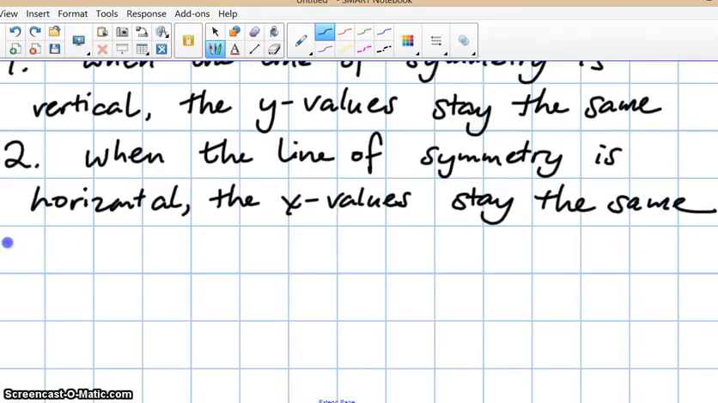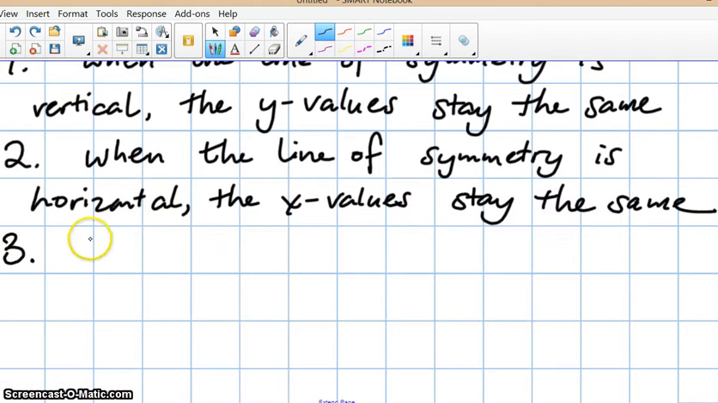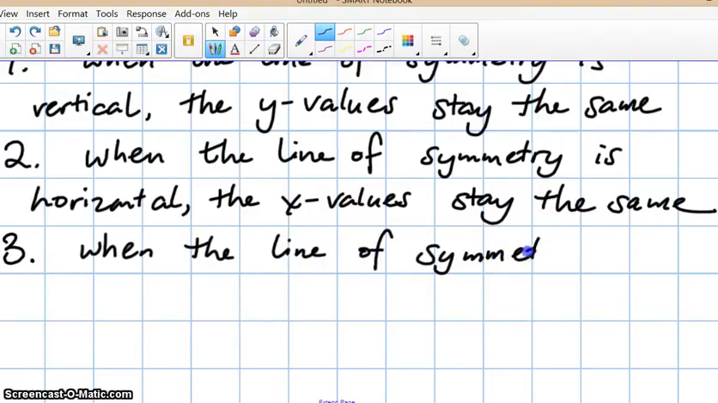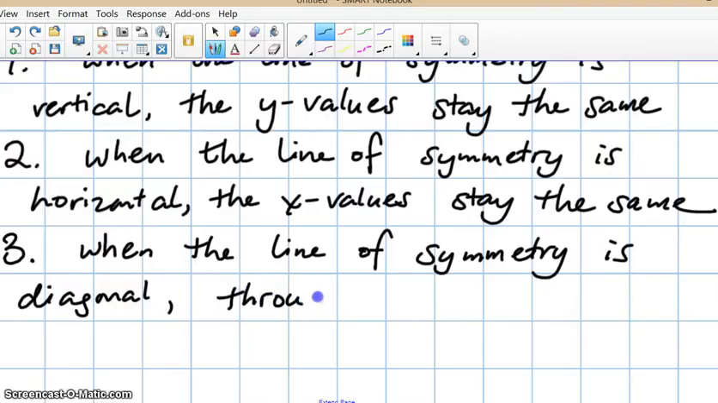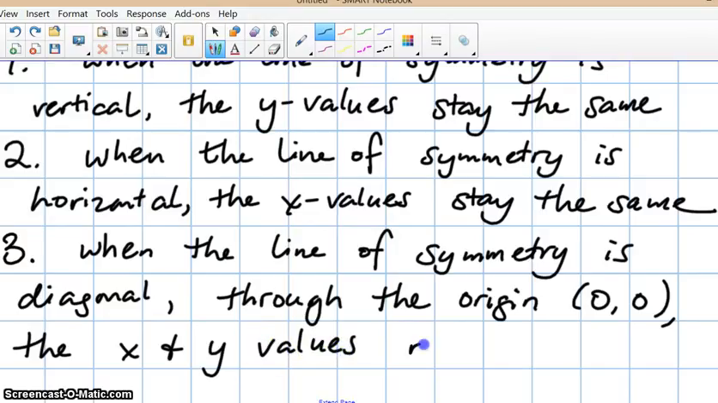Finally, in example number 3, remember we just did that, the line of symmetry was diagonal through the origin. When the line of symmetry is diagonal through the origin (0, 0), the x and y coordinates reverse, or the x and y values reverse. Okay, so make sure you've jotted that all down.